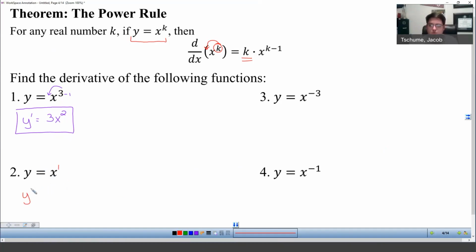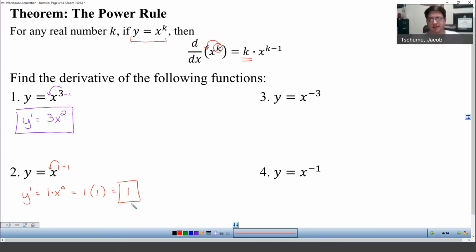So when you find the derivative of this, you take the 1, bring it to the front, leave the x alone, and when you subtract 1 from the power, that gives you 0. And what you should remember from algebra is that when you have something raised to the 0 power, that is going to also be 1. So in this case, the derivative of x just ends up being the number 1.